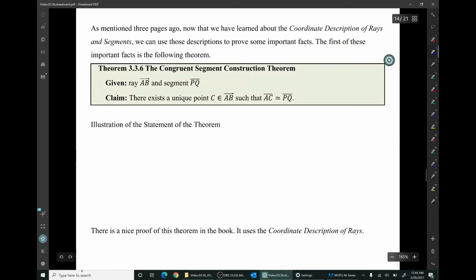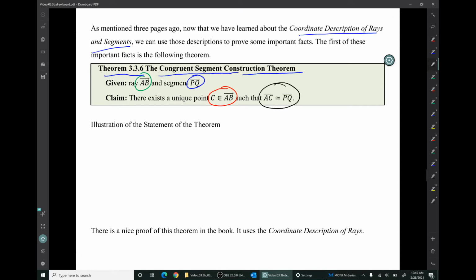Now, as I mentioned a few pages ago, now that we've learned about the coordinate description of rays and segments, we can use those descriptions to prove some important facts. The first of these is Theorem 3.3.6, the congruent segment construction theorem. It says this: given a ray AB and a segment PQ, there exists a unique point C on line AB that makes this true. Segment AC is congruent to segment PQ. Let me illustrate this.